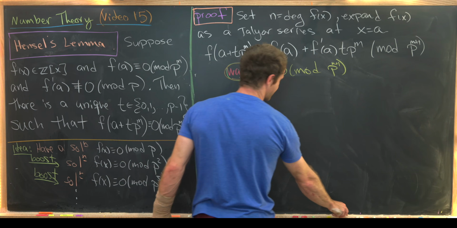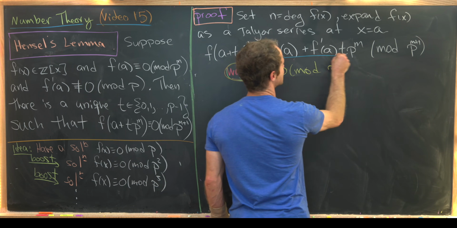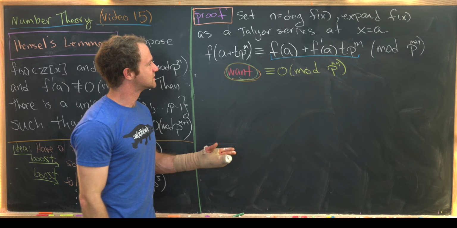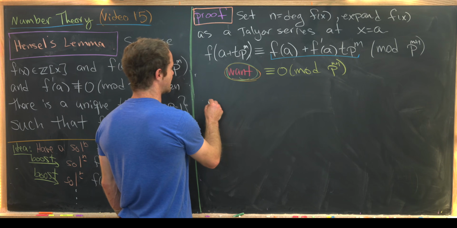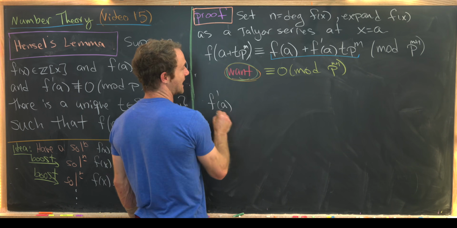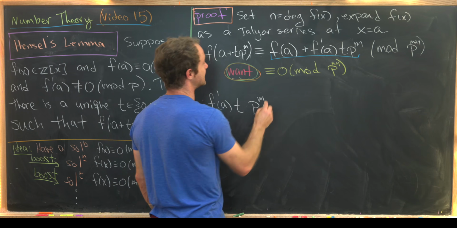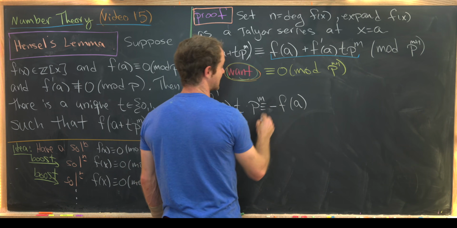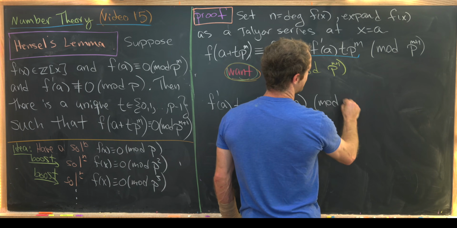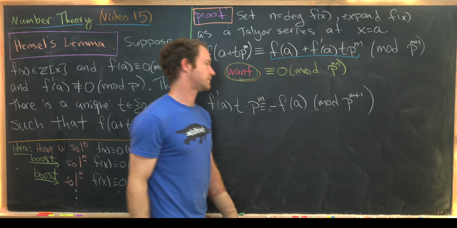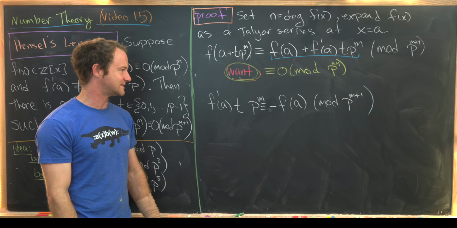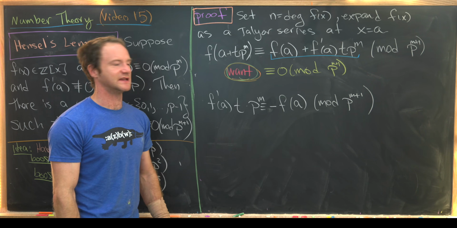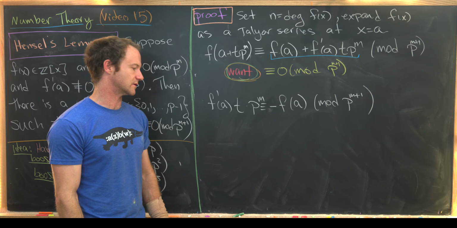So let's see what it would take for that to happen. So in particular, we need this to be congruent to 0 mod p to the m plus 1. So that will occur if we have f prime of a times t times p to the m is congruent to negative f of a mod p to the m plus 1. Okay, but that actually might seem a little bit problematic. Because we're still working modulo p to the m plus 1, we'd like to work mod something a little bit easier.